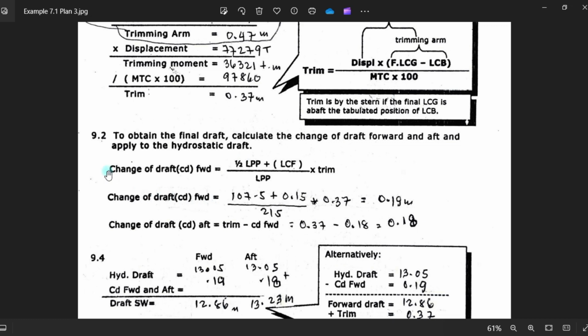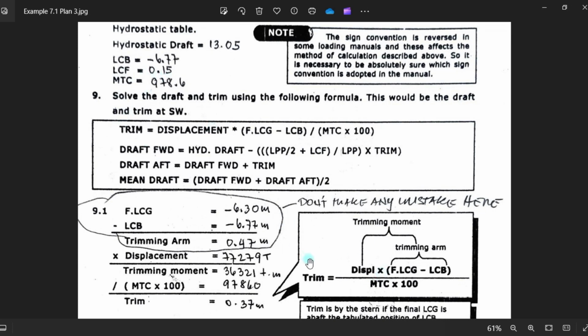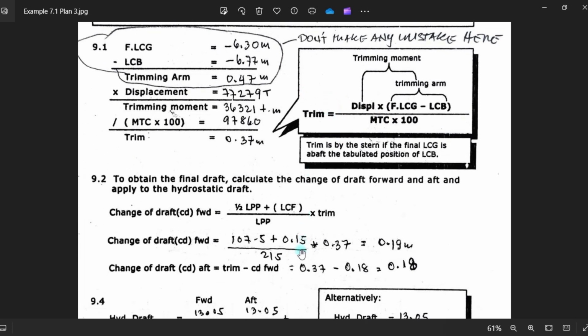So we now find the change of draft forward, and here's the formula: (1/2 LPP plus LCF) over LPP times trim. What is 1/2 LPP? It is 107 plus your LCF. What is your LCF? It is 0.15, over your LPP 215, times your trim. What is your trim? It is 0.37, and the result will be 0.19. This will be your change of draft forward.